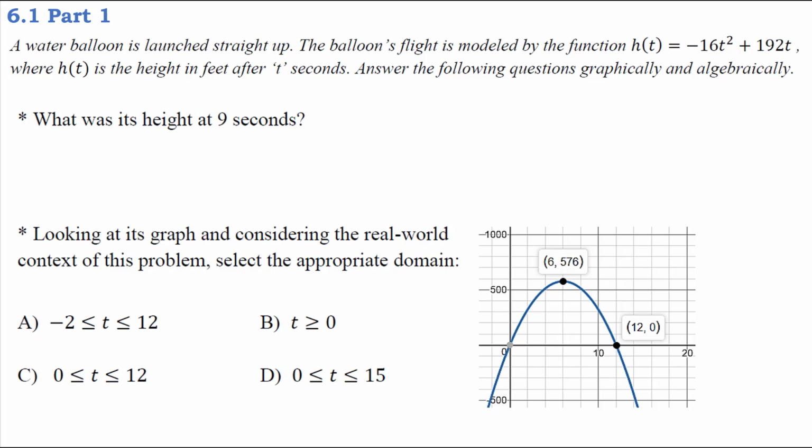Alright, so doing the same problem here, what was the height at 9 seconds? So again, we're just substituting in 9 instead of a t, because our t is equal to 9 seconds. So we're going to substitute this in. So we have negative 16 times 9 squared plus 192 times 9. And when you crunch those numbers, you should come up with 432 feet.